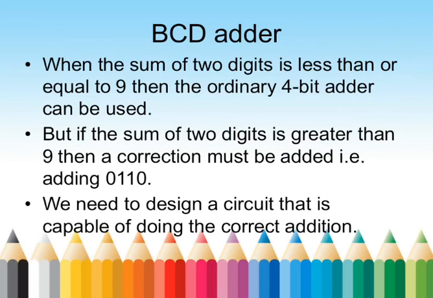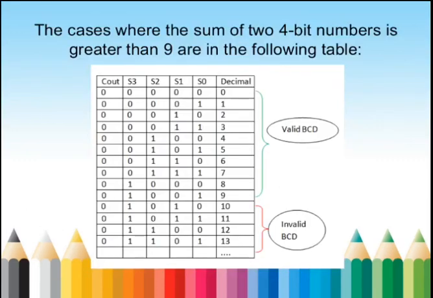The bits 0110 added to an invalid BCD are called the correction bits. The same can be expressed in the table. The decimal values from 0 to 9 are called valid BCDs. Greater than 9, that means 10, 11, 12, 13, etc., are invalid BCDs. The equivalent binary values are represented in the columns S0, S1, S2, S3 and Cout.